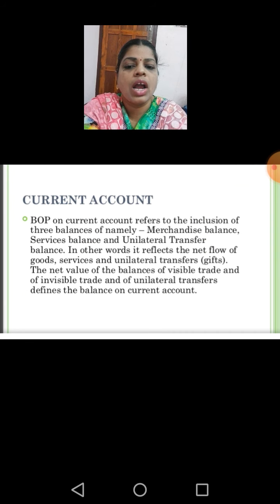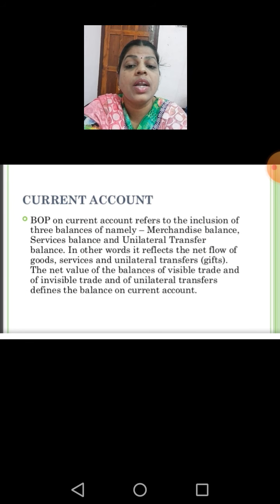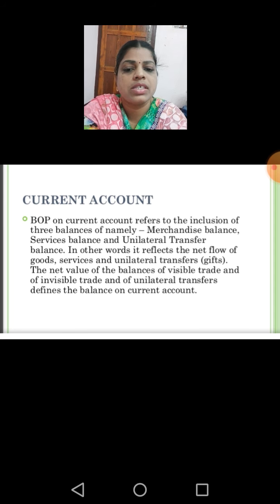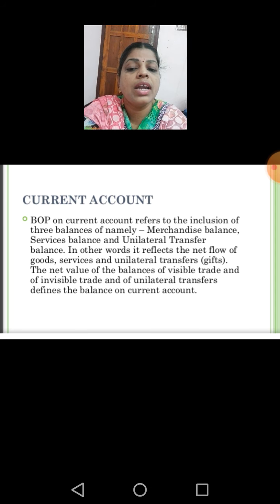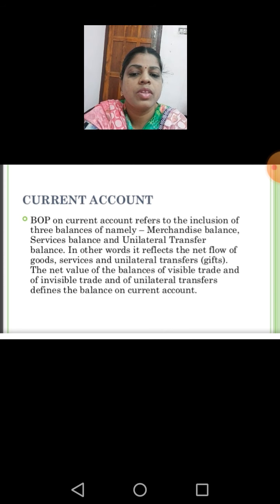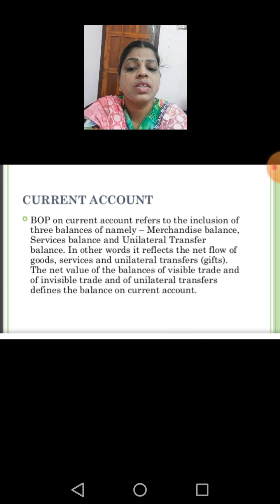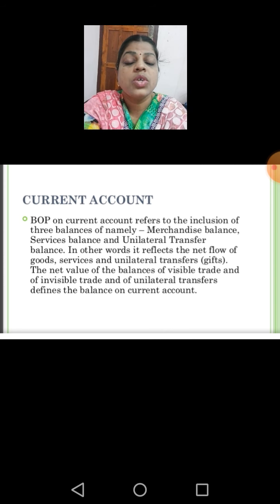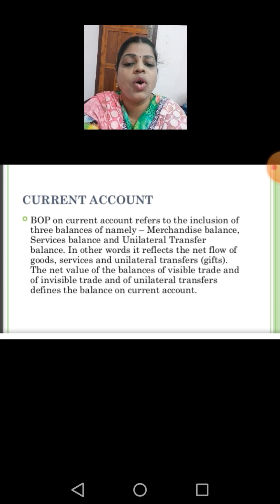Current account. What is meant by the current account? It refers to the inclusion of three balances. That is, merchandise balance, services balance and unilateral transfer balance. What are they? Merchandise balance, services balance and unilateral transfer balance. So it reflects the net flow of goods, services and unilateral transfers.